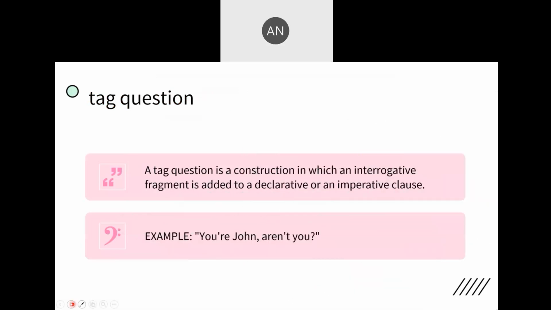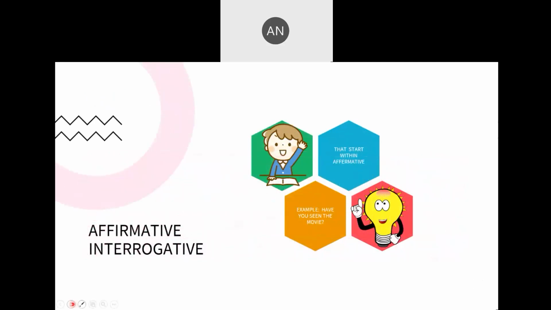Then we have question tag variety. A tag question is a construction in which an interrogative fragment is added to a declarative or imperative clause. You are John, aren't you? So positive sentence, negative tag. You did not take milk in the morning. And if I have to apply tag, I will apply a positive tag. Did you?